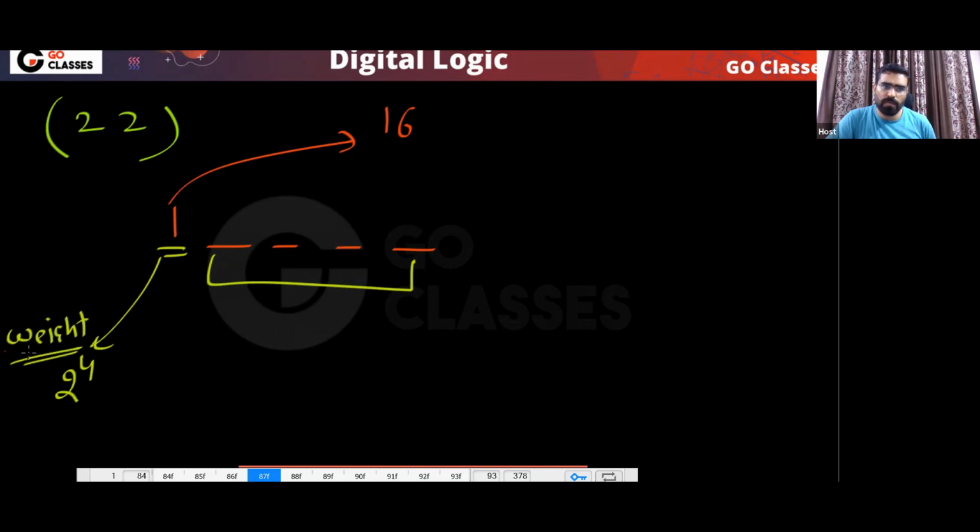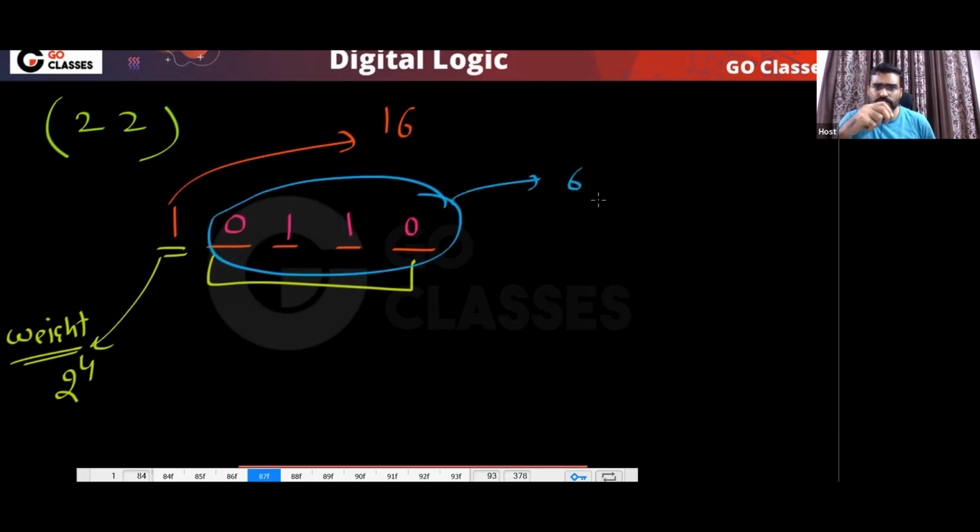The weight is 2 power 4, correct? So this one will give you 16. How much is remaining? Remaining is 6, and this is your 6: 1, 1, 0. So the answer will be like this.